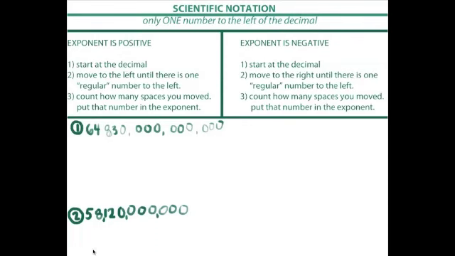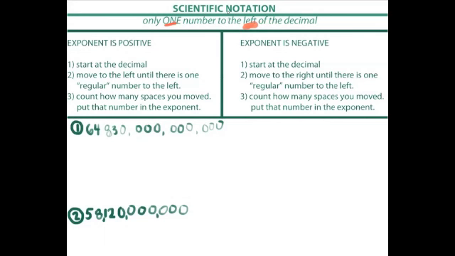We're looking at scientific notation today, and something that I want you to remember for this that might help you out is that you always want to only have one number to the left of the decimal, okay? So only one number to the left of the decimal. That should help you out a little bit when trying to put things into scientific notation, okay?